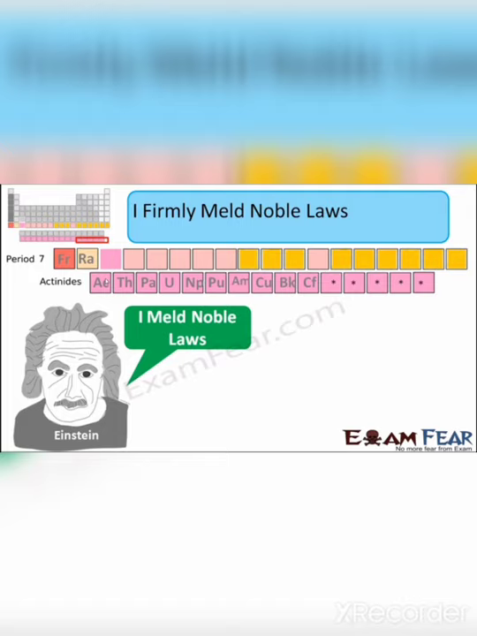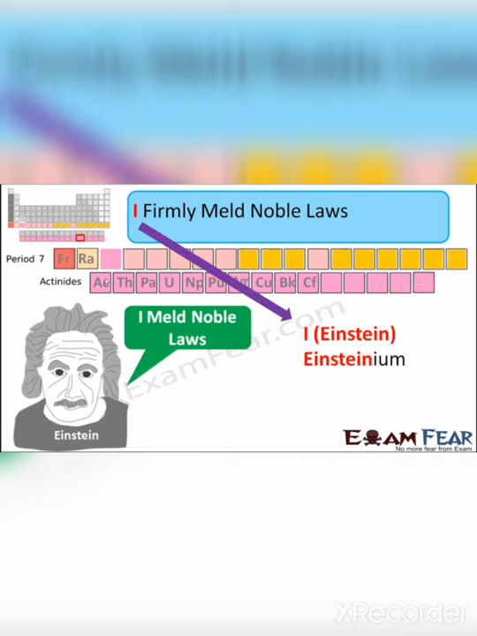So we see here Einstein who says that I meld noble laws. The term meld means to mix or to blend. Now, as we all know, Einstein was a scientist who made a lot of contributions in the field of physics, and he firmly had made a lot of noble laws. So the tip here is I firmly meld noble laws, where I is Einstein.